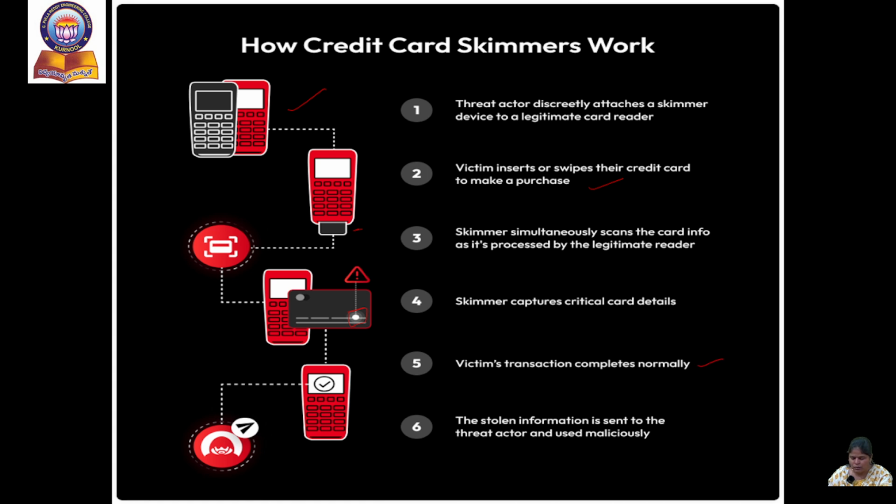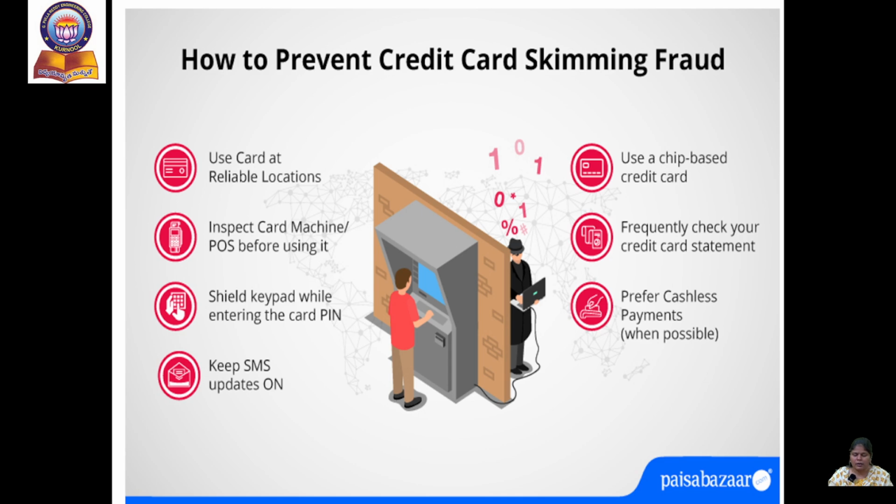The information stolen is sent to the threat actor and used maliciously. So the normal transaction will be performed by the victim as usual, but internally whatever information is available on the card will be stolen by the attacker, unnoticed by the victim. Right? How to prevent credit card skimming fraud: use a card at reliable locations.